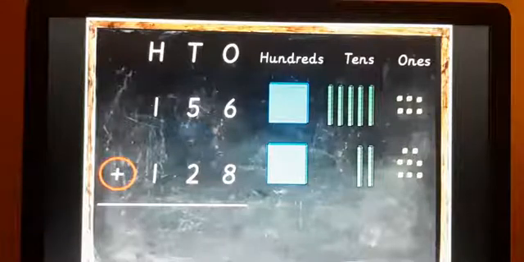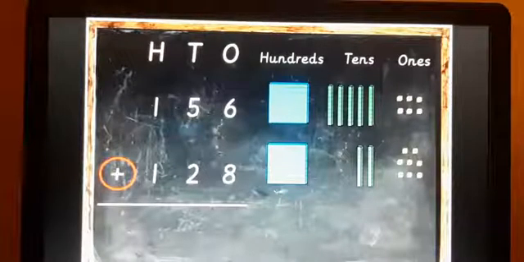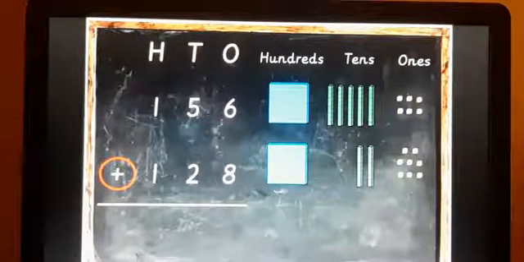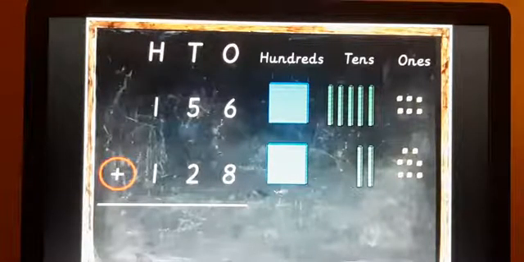156 plus 128. And what are you going to do here? Addition. For the operation addition, you have to follow carrying from the ones place to the tens place. Okay, we will see the steps of how they are adding there.